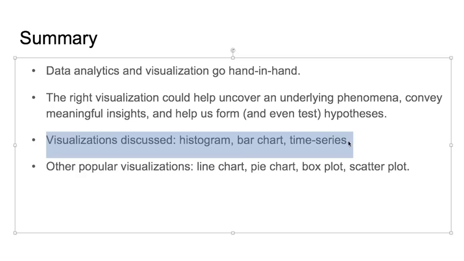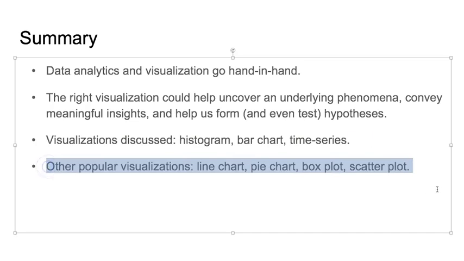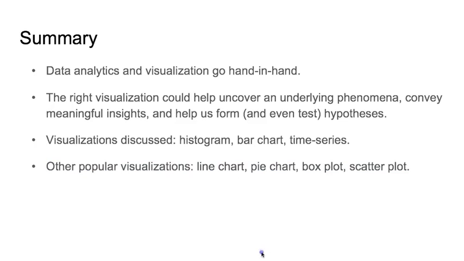In this video, we discussed histogram, bar chart, and time series visualization. There are several others, of course. Some of the most common ones are line chart, pie chart, box plot, scatter plot. Now, we didn't see how any of these things are generated, but in the following units, when we actually start working with real data and accessing the data and doing some analysis, we'll see how some of these things could be generated that will help us with doing our analysis.